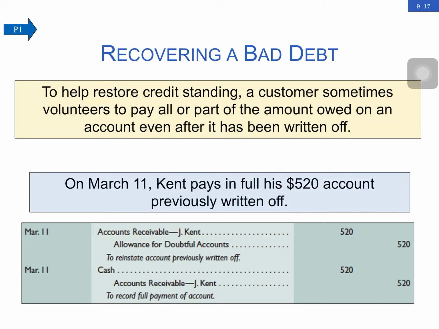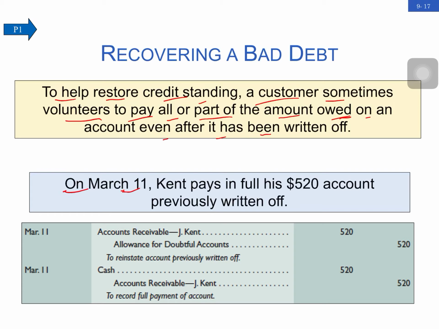This one, recovering a bad debt. To help restore credit standing, a customer sometimes volunteers to pay all or part of the amount owed on an account even after it has been written off. So even though you already wrote off the account receivable, sometimes that bad customer in the future comes to your company and says, hey, I'm going to pay you back. I'm sorry for the last 2 years, something like that.